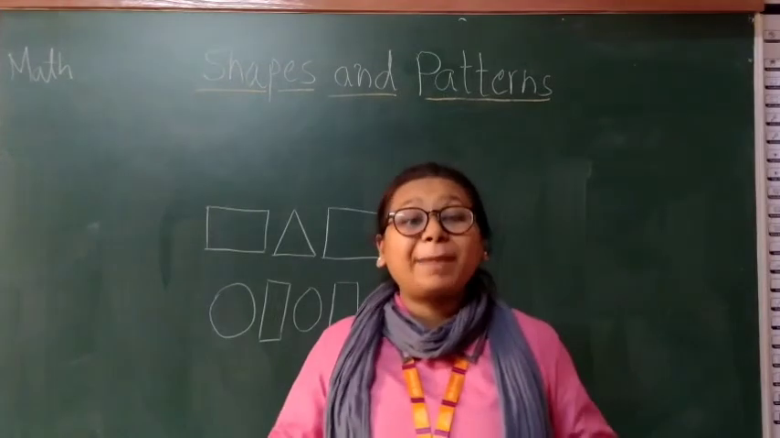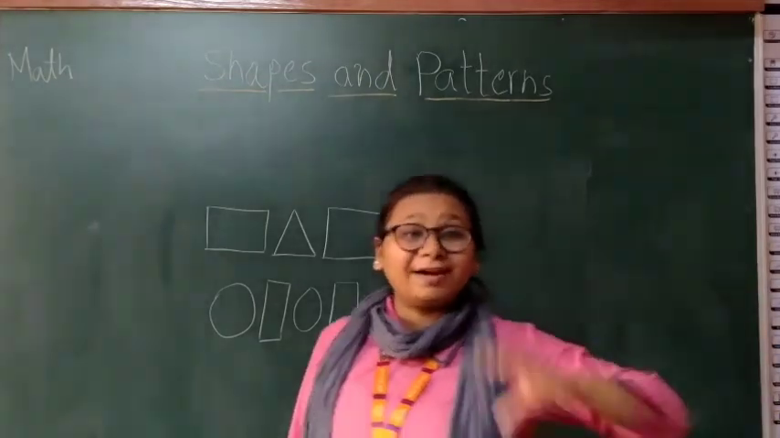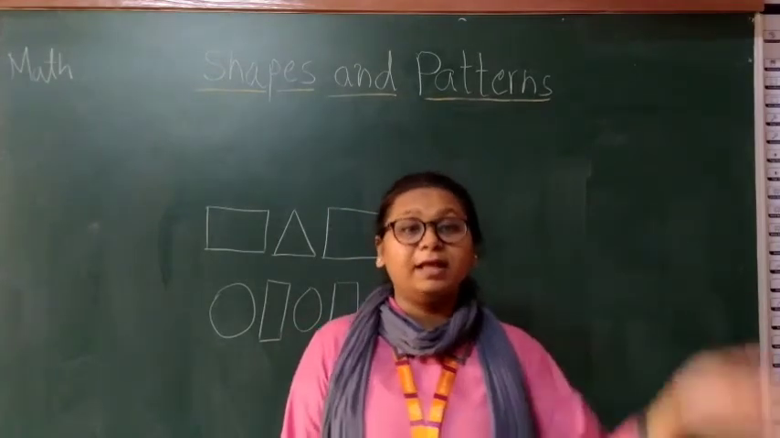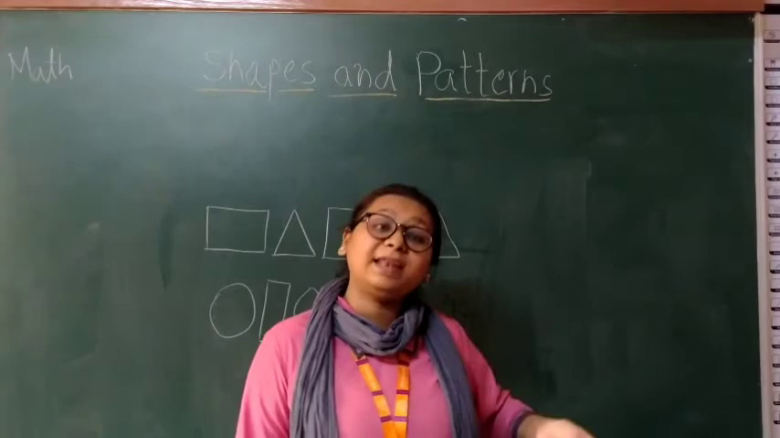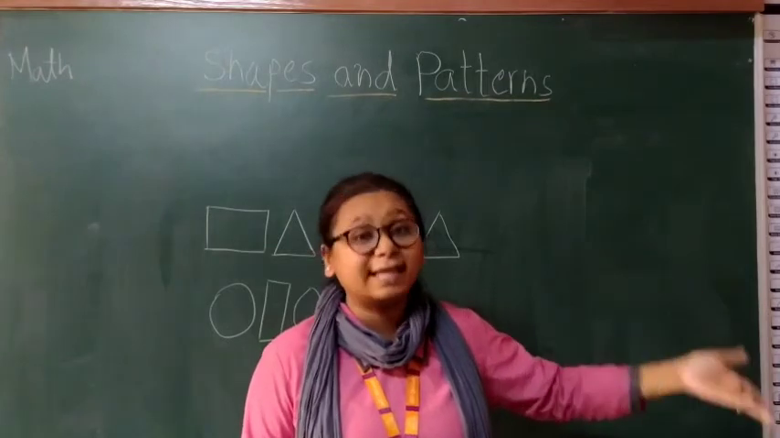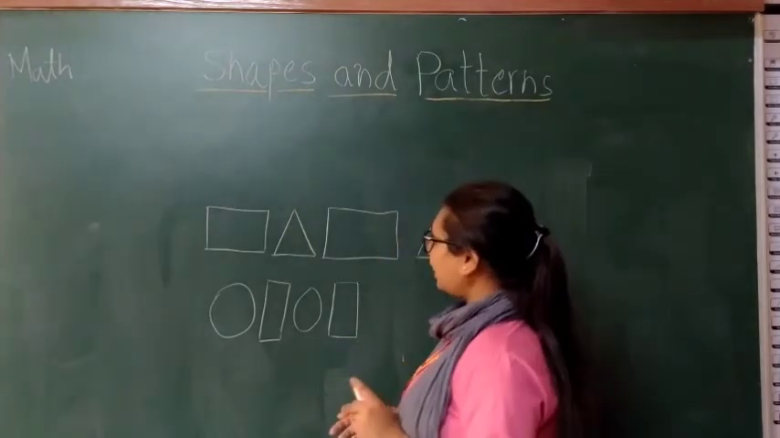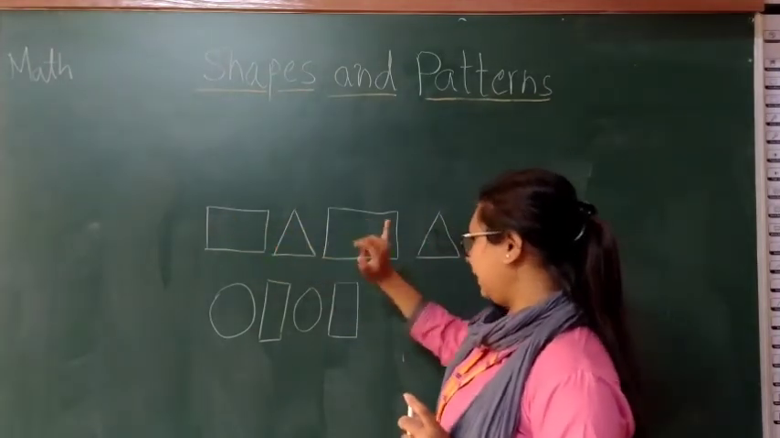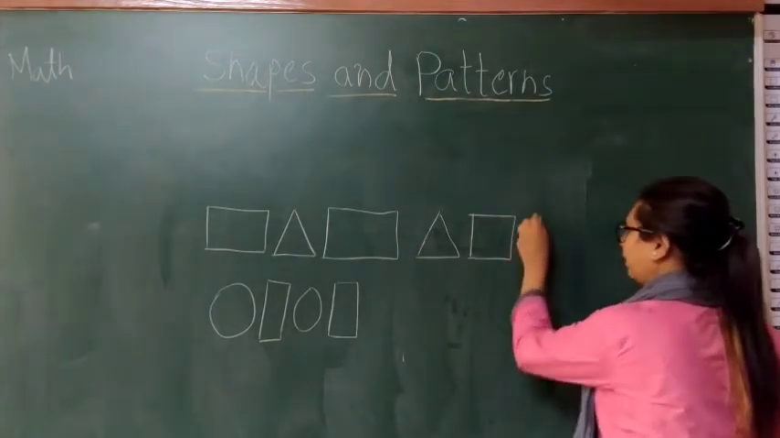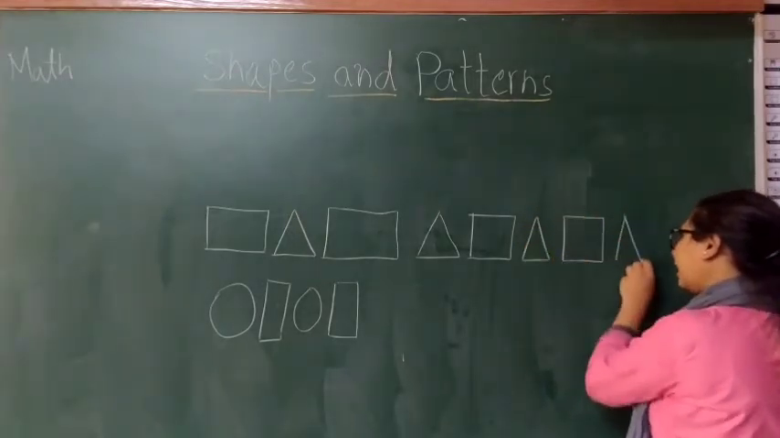Now, students, coming to patterns. Patterns are different types of shapes which are arranged one after another. Like a circle, a triangle, then again a circle, again a triangle, and it goes in the same way. Okay, and students, a pattern looks beautiful. Now see over here. Here is a square, a triangle, a square, a triangle. Again after this, you will draw a square, a triangle, again a square, again a triangle.